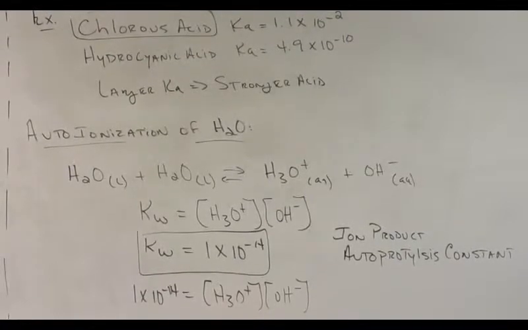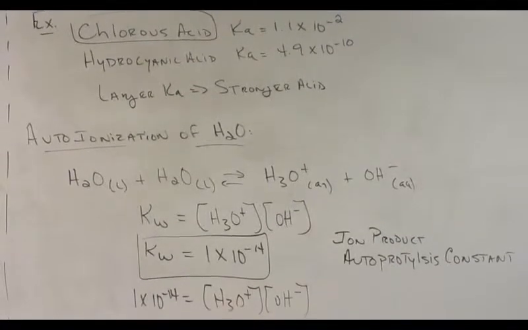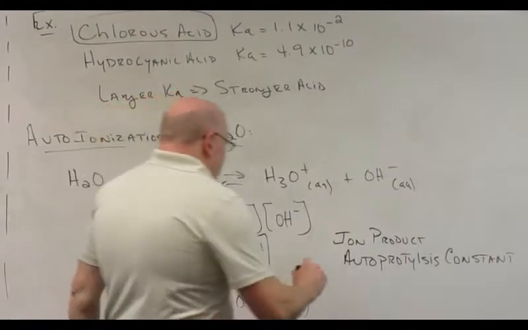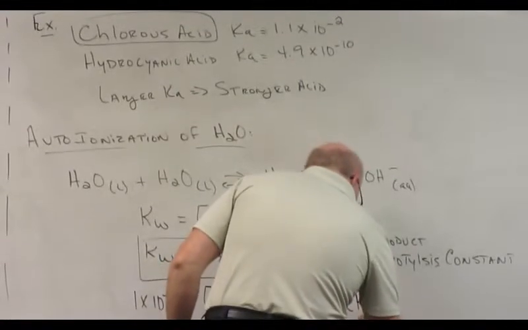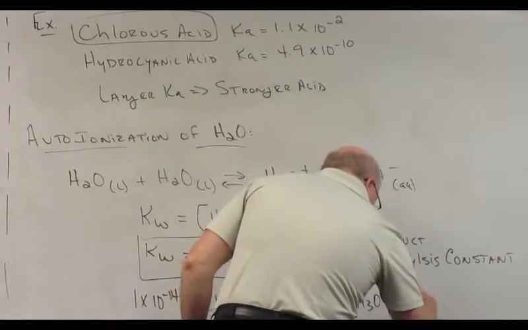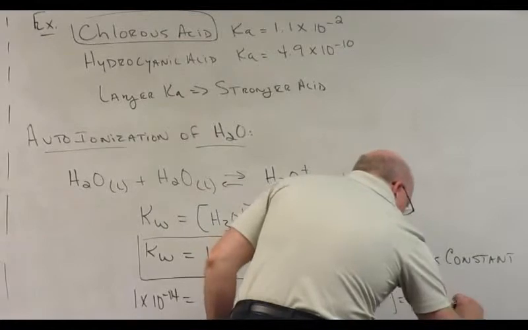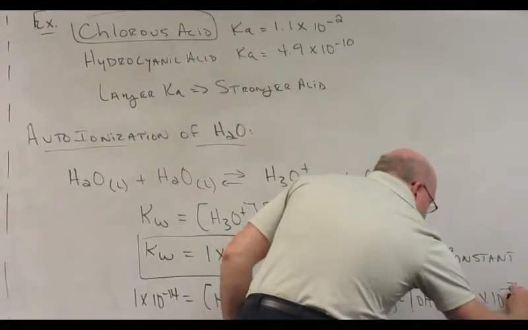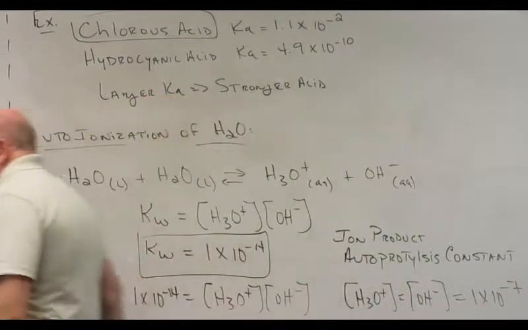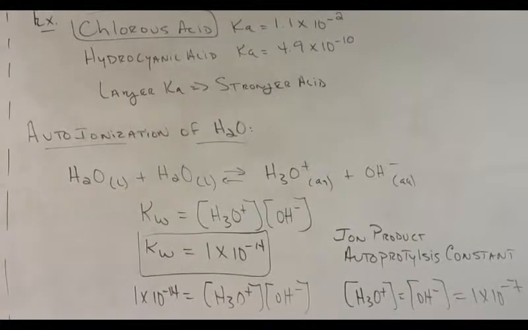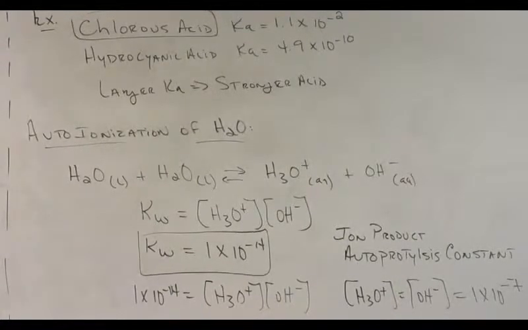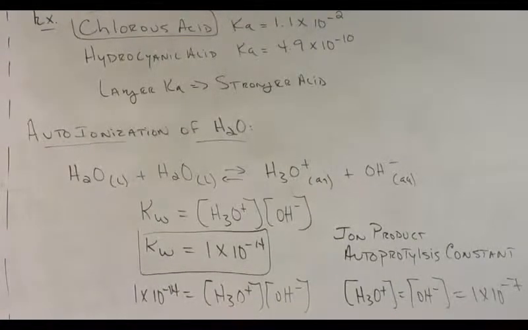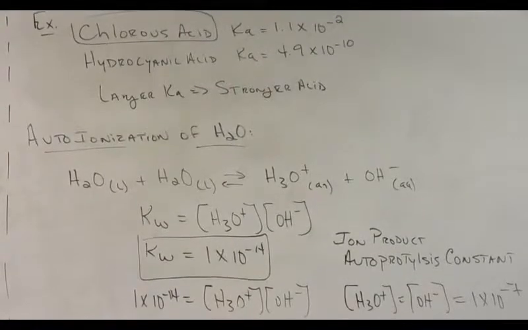So if we wanted to find out what either of them would be in order to equal out to 1 times 10 to the minus 14, you'd find that H3O plus equals OH minus equals 1 times 10 to the minus 7. That's at neutral, when you have an equal amount of acid and base, that's the value that they would take.